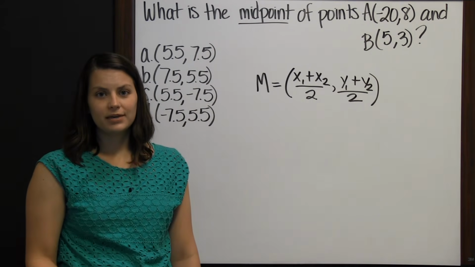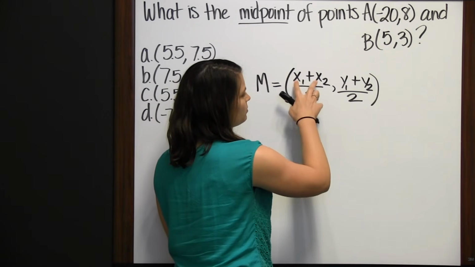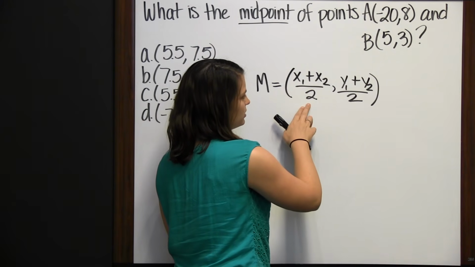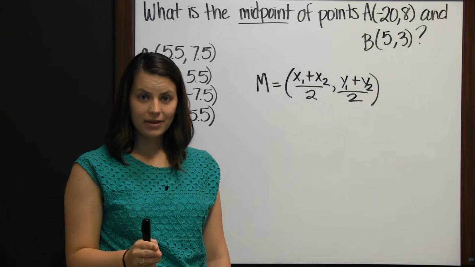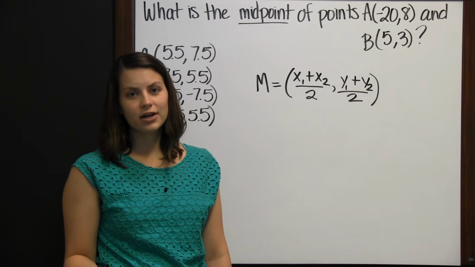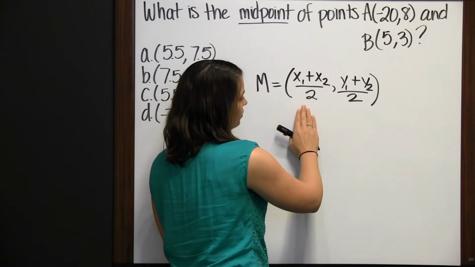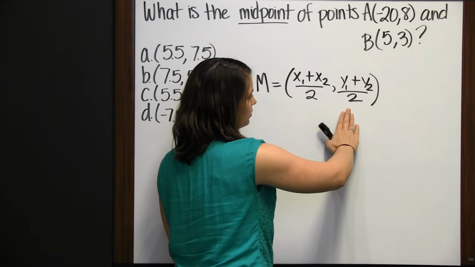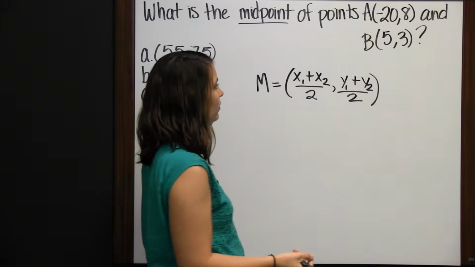If you look closely, you'll notice what you're doing is adding your endpoint x coordinates together and dividing by 2. That's an average, or the middle of those two numbers. So it makes sense that if you're trying to find the midpoint, you would find the middle of your x coordinates and also the middle of your y coordinates. Then you'll end up with a midpoint.